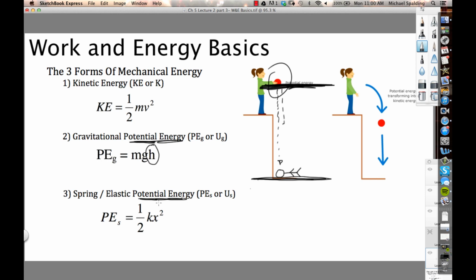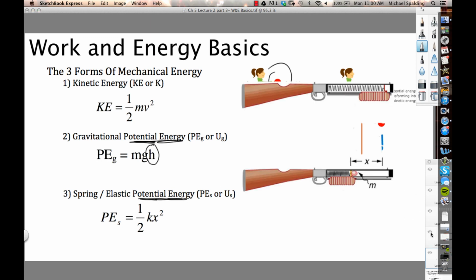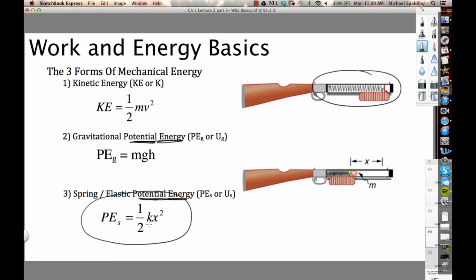Okay, spring or elastic potential energy. Can you have energy in a spring? Yeah, like look, toy guns. How do toy guns work? So here we have, what's inside a toy gun? A spring. What happens when you smush the spring? Energy gets stored, right? It's stored energy. How do you find the energy in a spring? With this equation. What's K? The spring constant. What's X? How far you smush the spring, right?